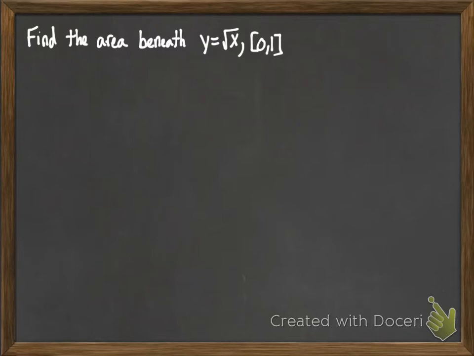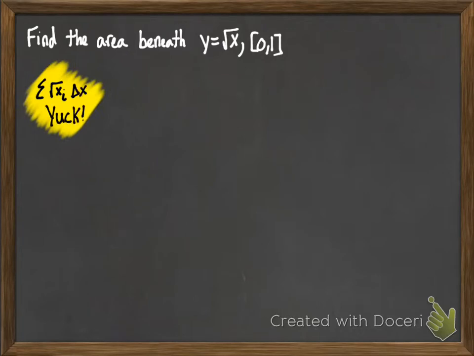As you try to do this by setting up a sum, you quickly discover that you've got a bit of a problem. To evaluate this, we eventually have to evaluate f of xi, and that's going to involve a square root of some expression involving i. That's going to lead to sums involving square roots, and we quite frankly just say yuck.